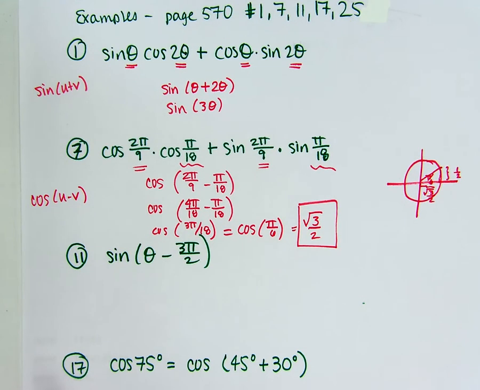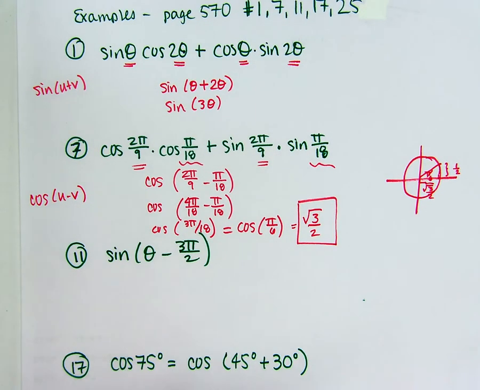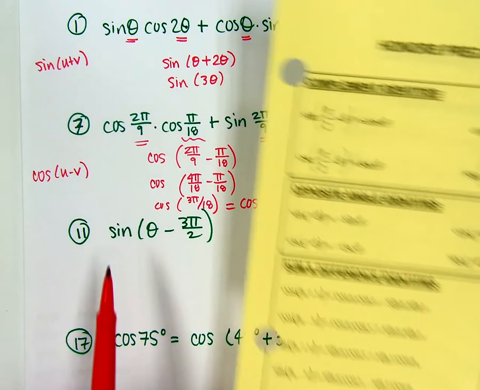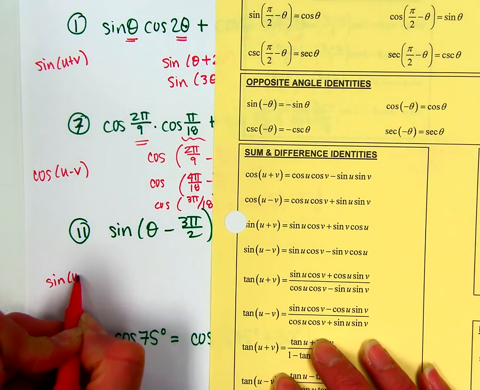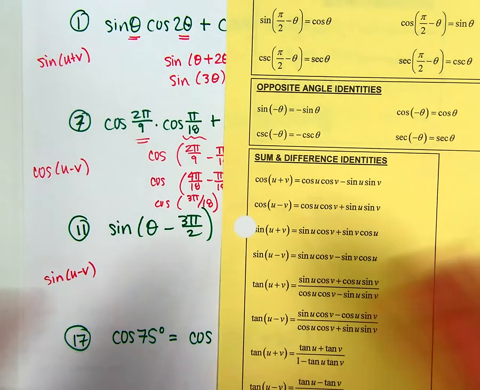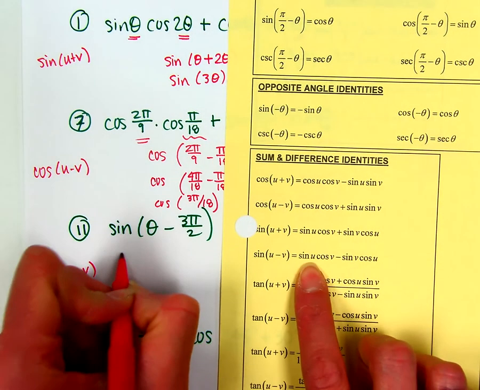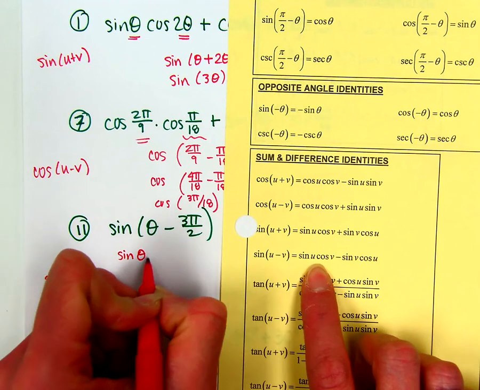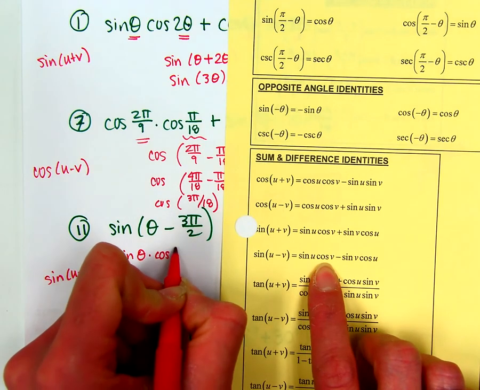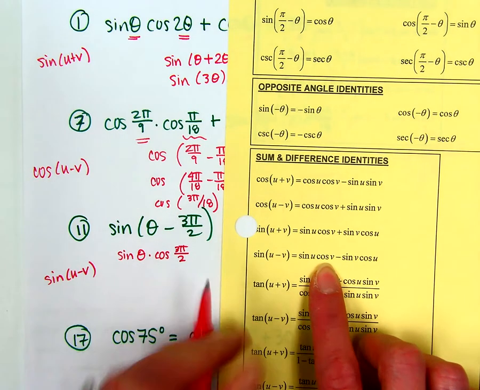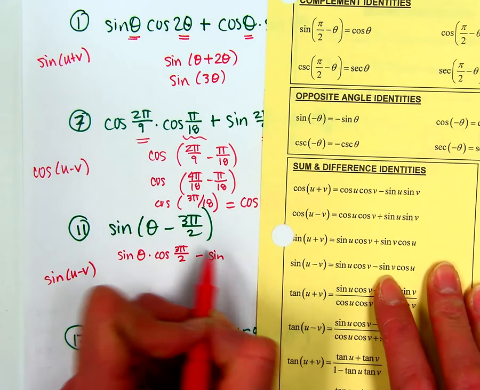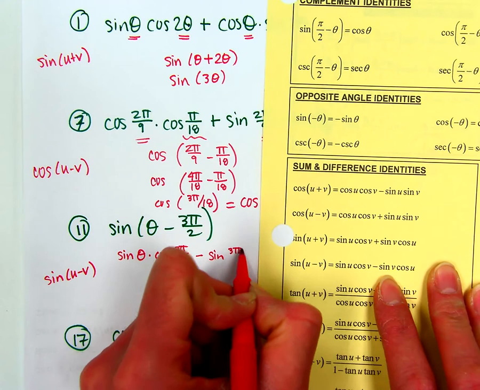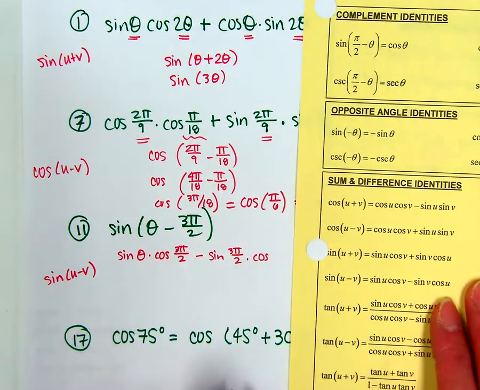All right, so problem number 11. This time you're sort of expanding, so you're using sine of u minus v. Now we need to expand it. We're going to take sine of the first angle times cosine of the second angle, 3 pi over 2, and we're going to subtract sine of the second angle times cosine of the first angle.